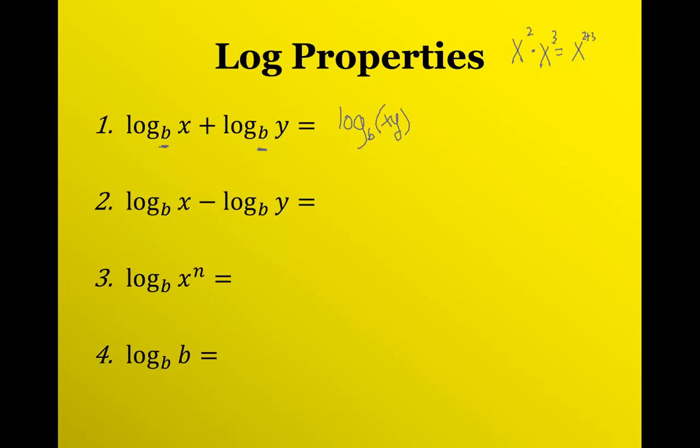Oh, this was the opposite. They have the same base. I'm adding, and now I'm going to be multiplying their arguments. So where does that leave us for number 2? I'm now subtracting, and they have the same base. So I'm going to divide their arguments. When we divided x to the third by x squared, you would subtract their exponents. Oh, it's the opposite. Number 3 is called the bring down property.